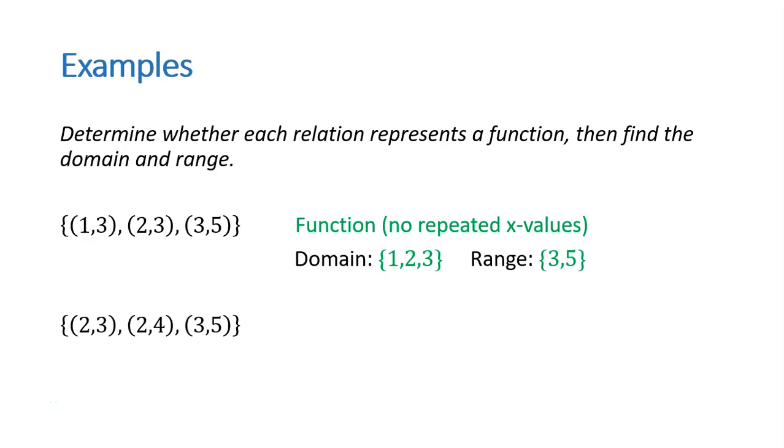Let's look at another one. So now we've got 3 ordered pairs: (2, 3), (2, 4), and (3, 5). So first thing we want to decide is, is this a function? I have to base it on what my x values are. So in my relation, I have (2, 3), (2, 4), and (3, 5).